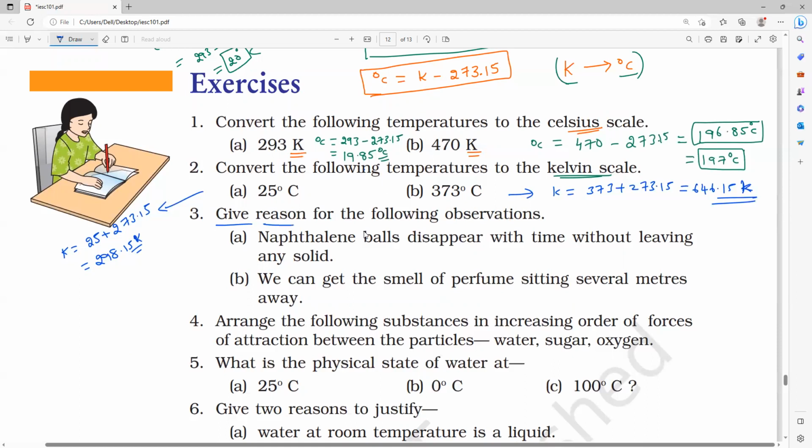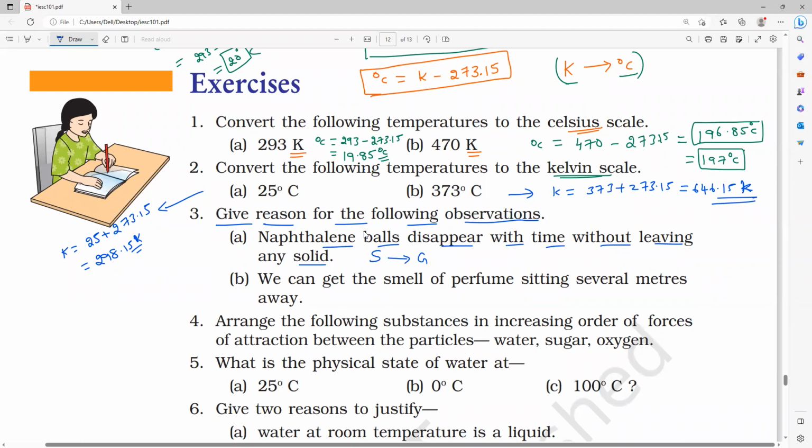Next, they're asking to give reasons, which is very important. Give reason for the following observations. Naphthalene balls disappear with time without leaving any solid. Actually, naphthalene balls are solids, and they are directly converting into gas and disappearing. They sublimate, converting from solid to gas directly without forming any liquid.